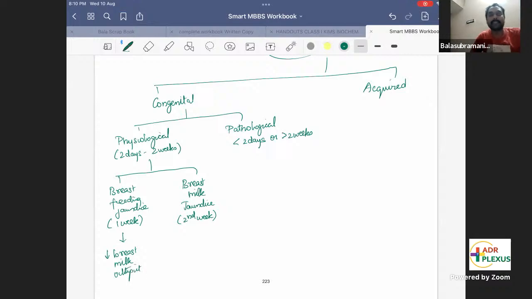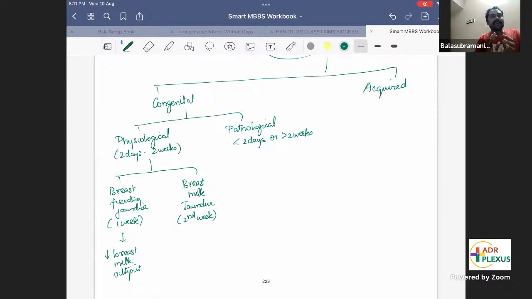What breast milk basically does is prevent the absorption of bilirubin from the intestine to the liver. There is a circulation going on between the intestine and the liver called enterohepatic circulation. This enterohepatic circulation brings the bilirubin from the intestine to the liver. The breast milk cuts that off. So if the breast milk is not sufficient, then the absorption from the intestine to the liver is more. This will cause jaundice. This is called breastfeeding jaundice. So when the breast milk is very low, it is breastfeeding jaundice.